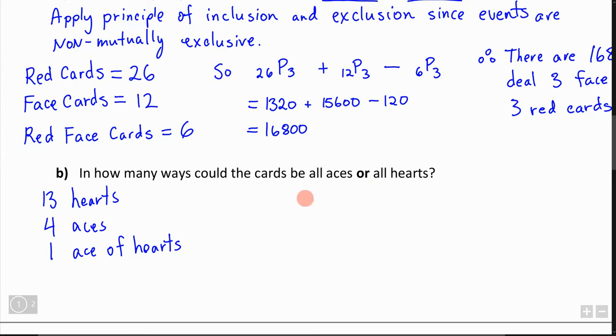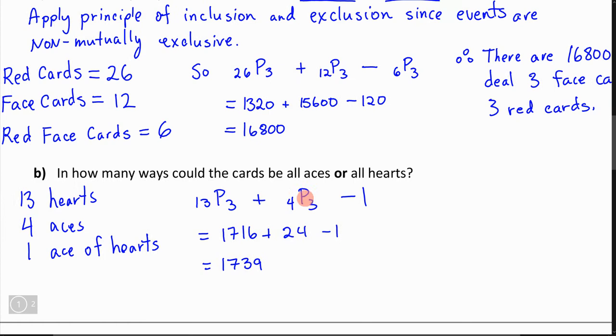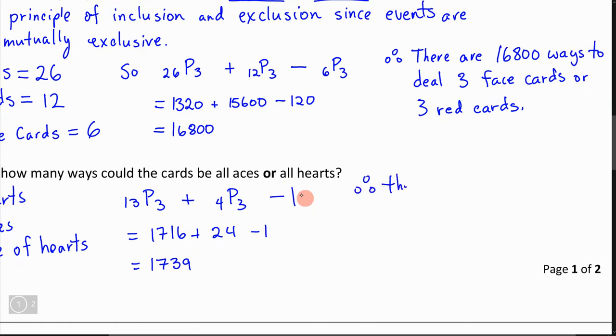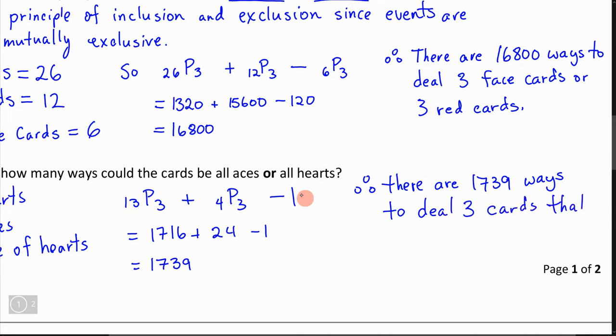So in how many ways could the cards be all aces or all hearts? Again, we're still dealing three cards. So I'm interested in finding the arrangement of 13P3 plus 4P3 minus the one card that we have there, the ace of hearts. And finding these arrangements here, I would have 1,716 plus 24 minus 1, which is 1,739. So therefore, there are 1,739 ways to deal three cards that are all aces or all hearts.